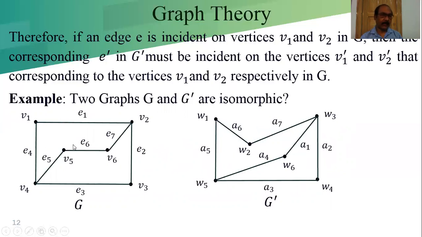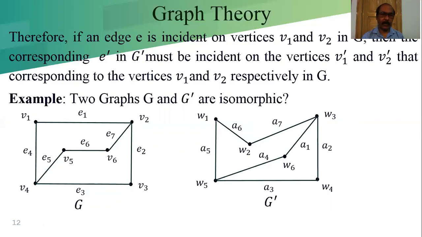First, you have to check how many edges and how many vertices are in the graph G. There are 6 vertices in G. Here also there are 6 vertices in G dash. So the first point is over. Second point, how many edges in G? 7 edges. And here how many edges? 7 edges. Points 1 and 2 are over.